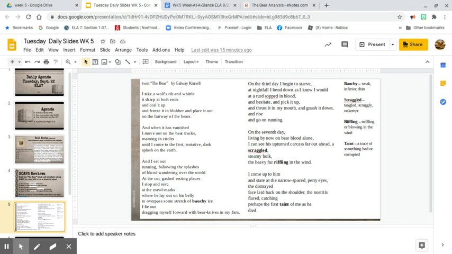On the third day, I begin to starve. At nightfall, I bend down, as I knew I would, at a turd sopped in blood, and hesitate and pick it up and thrust it in my mouth and gnash it down and rise and go on running.